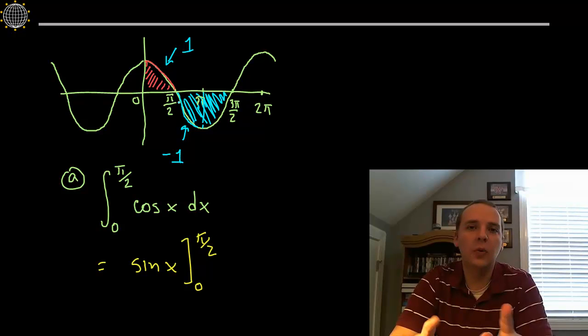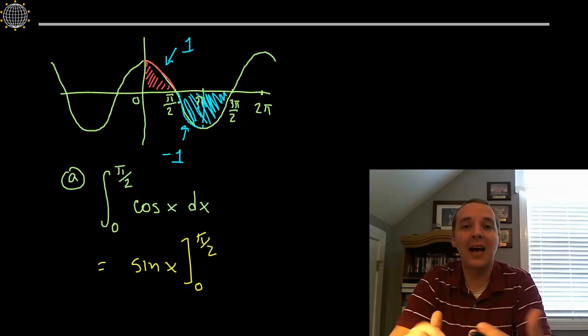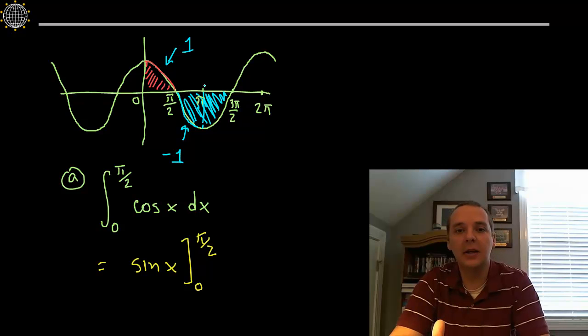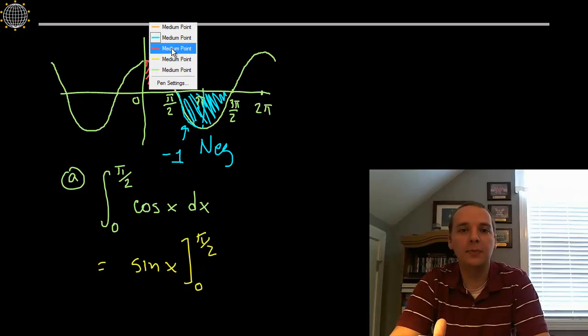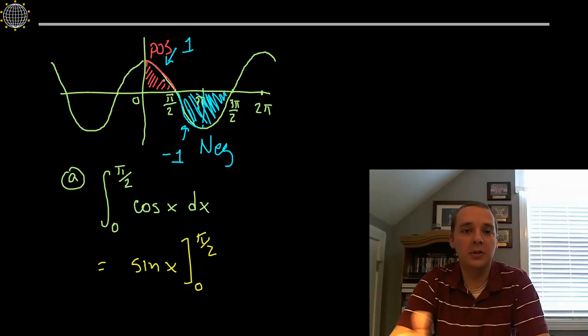Now tell me, what do you think the final answer is going to be? Or at the very least, what do you think the sign of the answer will be? Hopefully you said negative, because it looks to me like there's more negative area down here than there is positive area up here. It just looks larger.